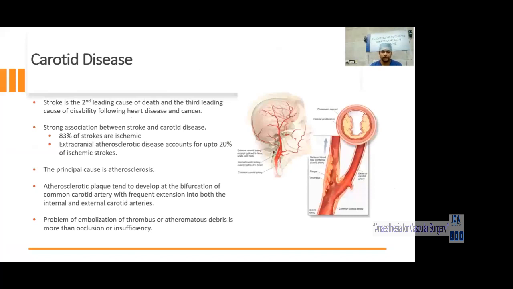Stroke is the second leading cause of death and the third leading cause of disability following heart disease and cancer. The strong association between stroke and carotid disease is well known. The principal cause is atherosclerosis at the bifurcation of the common carotid artery, with frequent extension into both the internal and external carotid arteries.